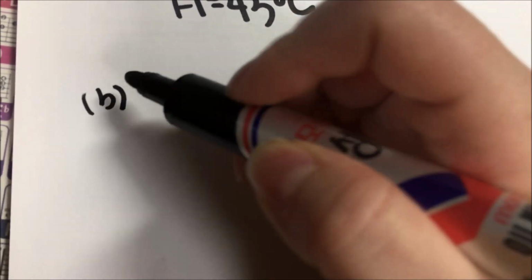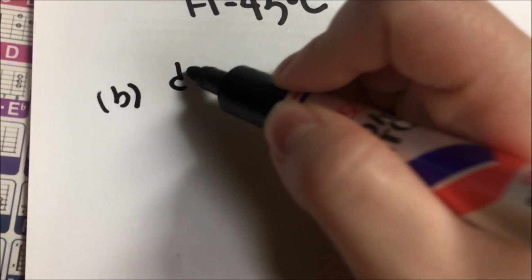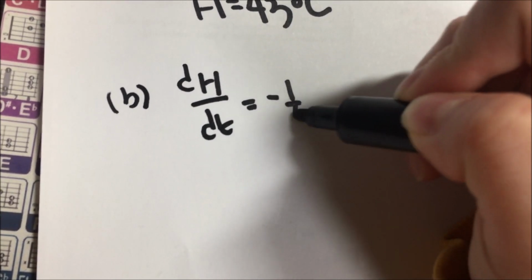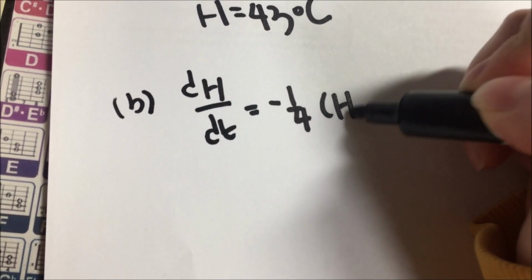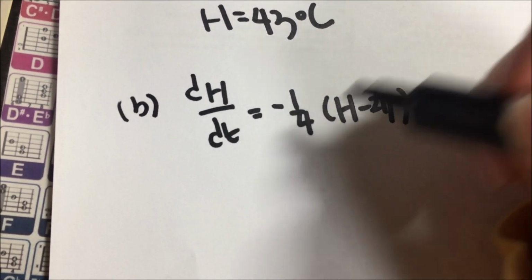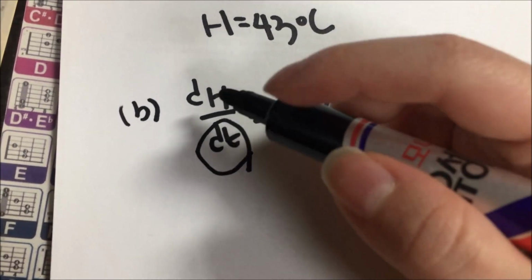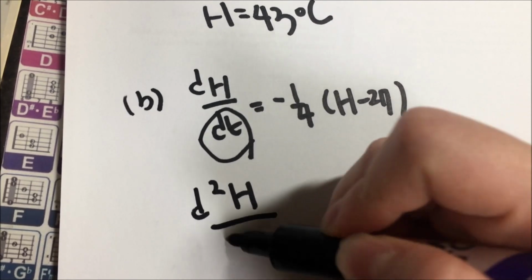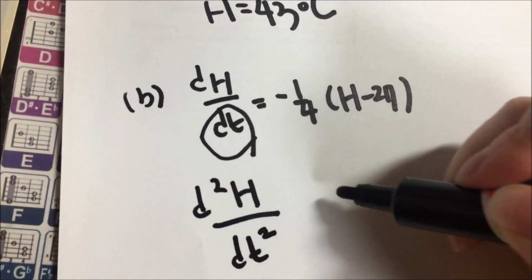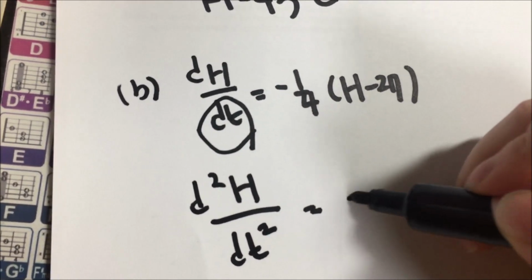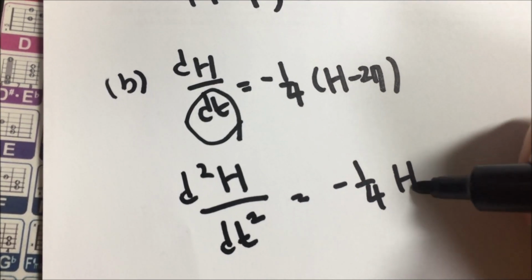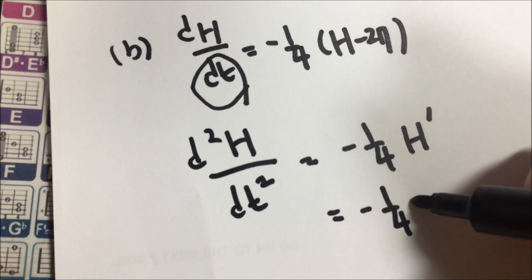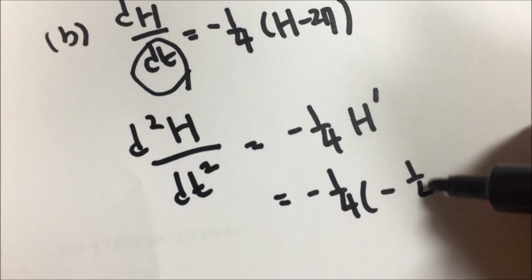Part B says use d squared h over dt squared to determine whether your answer in part A is an underestimate or an overestimate of the internal temperature of the potato at time t equals 3. To figure out if it's an overestimate or an underestimate, we need to first figure out if it's concave up or concave down. To do this, we need to find the second derivative of h, but since it's with respect to time, we come out with h prime.